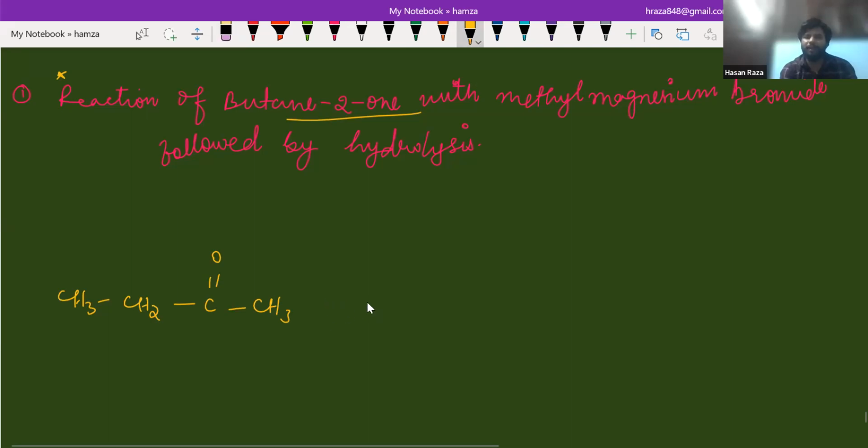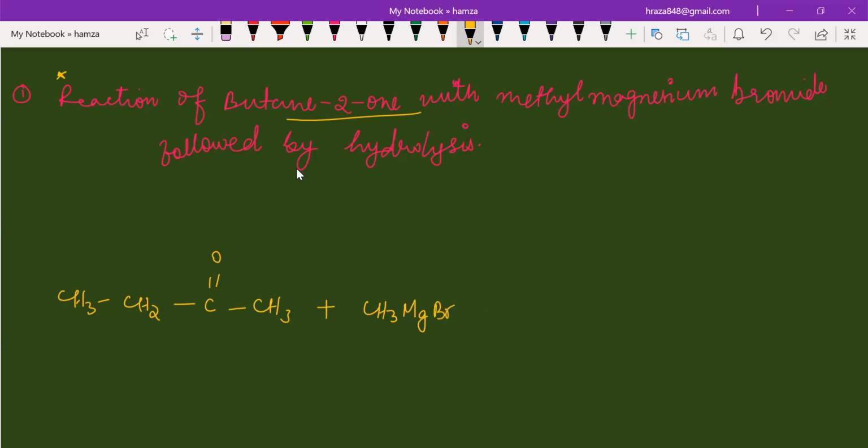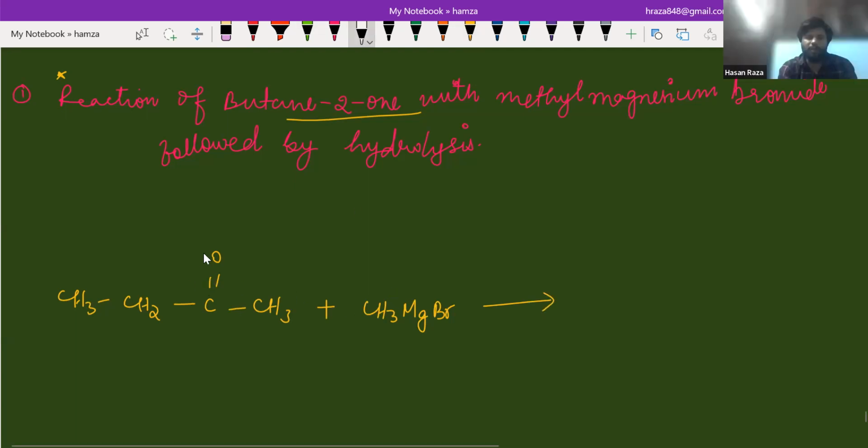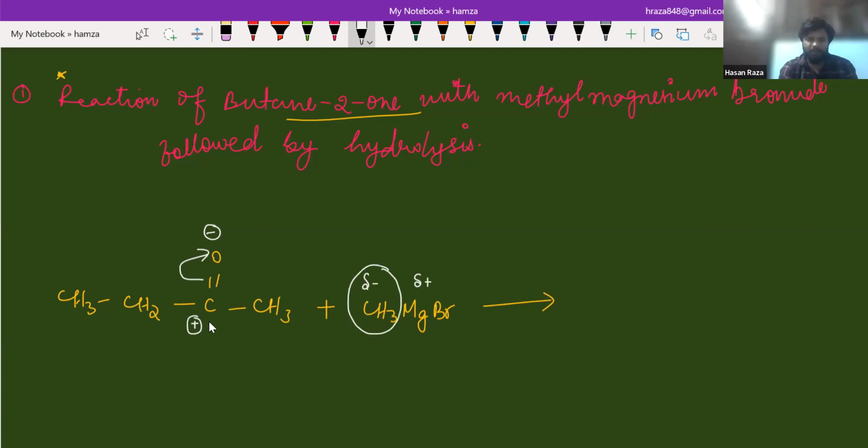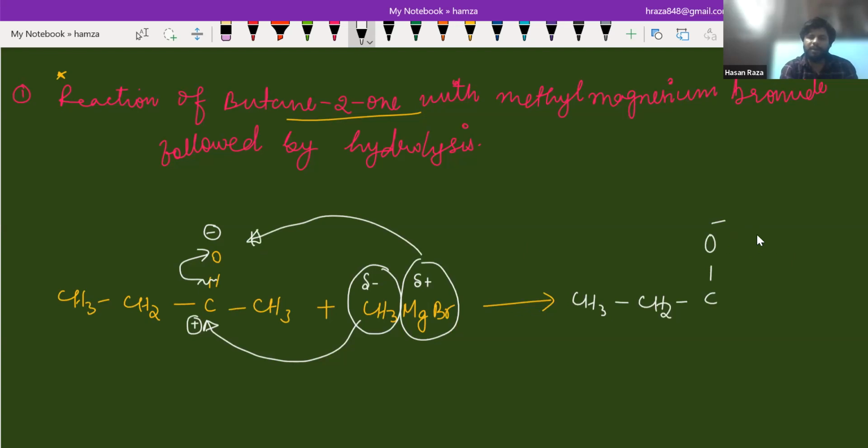Now, what is the structure of methyl magnesium bromide? Methyl means CH3, magnesium means Mg, bromide means Br, so CH3MgBr. Now see, this will attract, so this will have delta negative and this will have delta positive because it is more electronegative. Now see, on the left hand side there was CH3, CH2, and then a double bond. Just break one of the bonds between carbon and oxygen. It will have O negative. This positive part will go to this oxygen and form OMgBr.